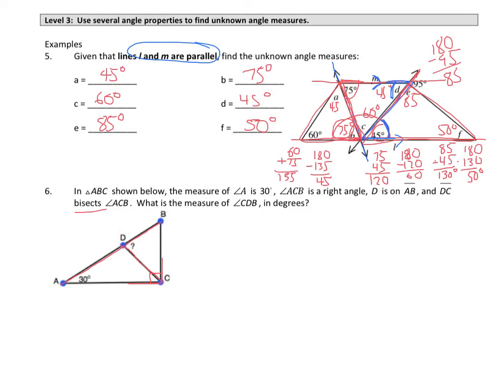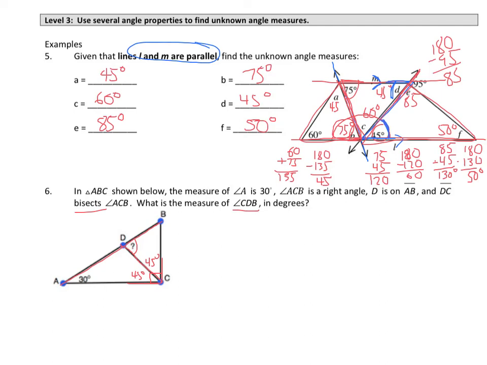If angle ACB is a 90-degree angle and this segment is cutting it in half, it would divide it into two 45-degree angles. If I do 90 divided by 2, I get 45 and 45. And we want to find the measure of angle CDB, which is where we have this question mark.